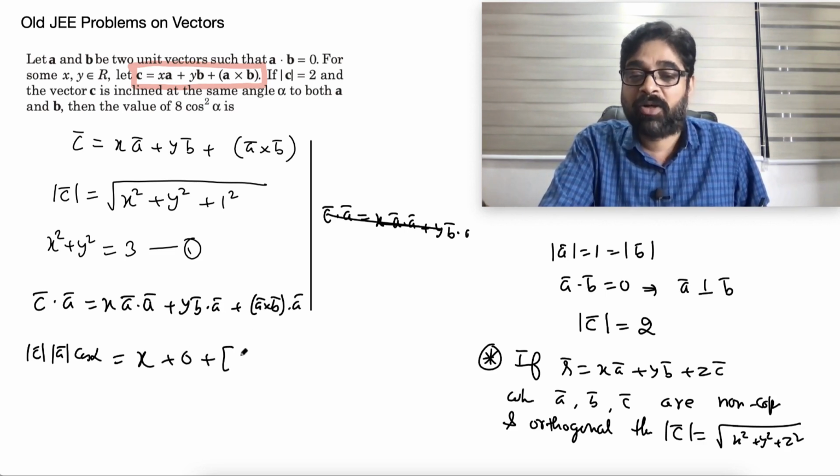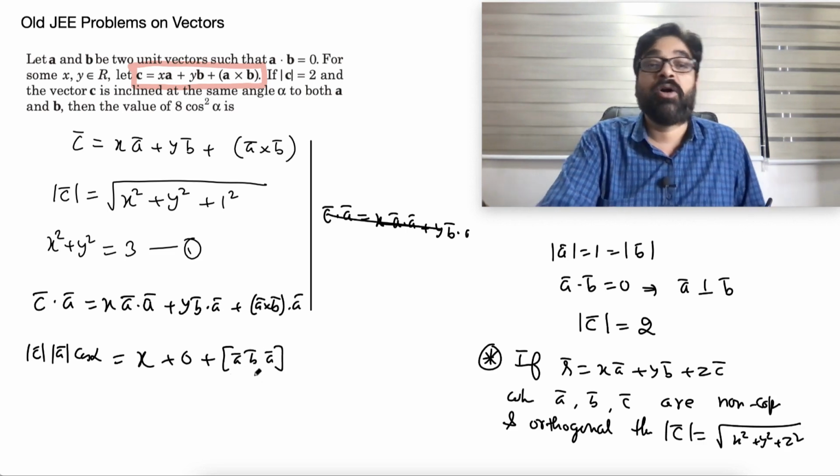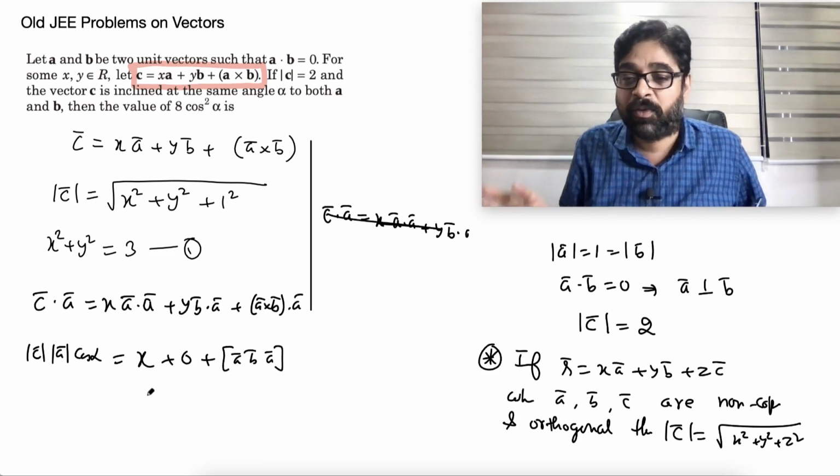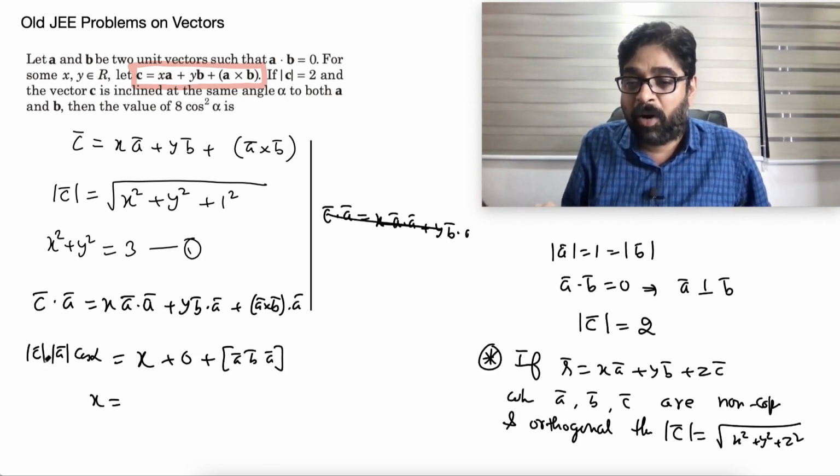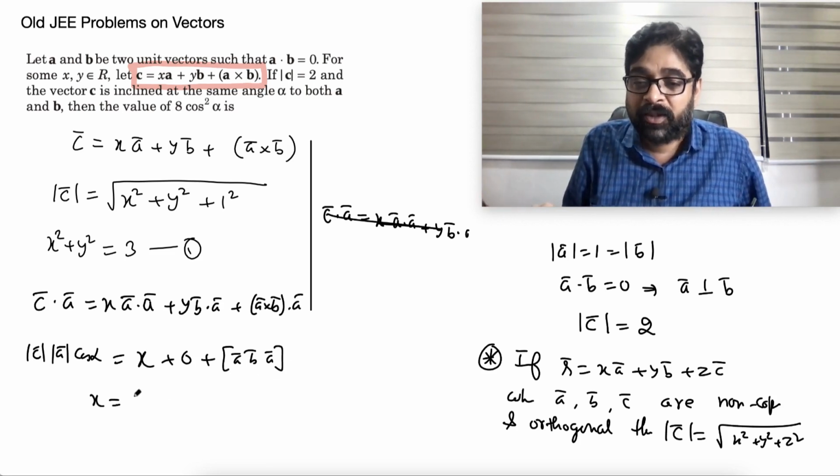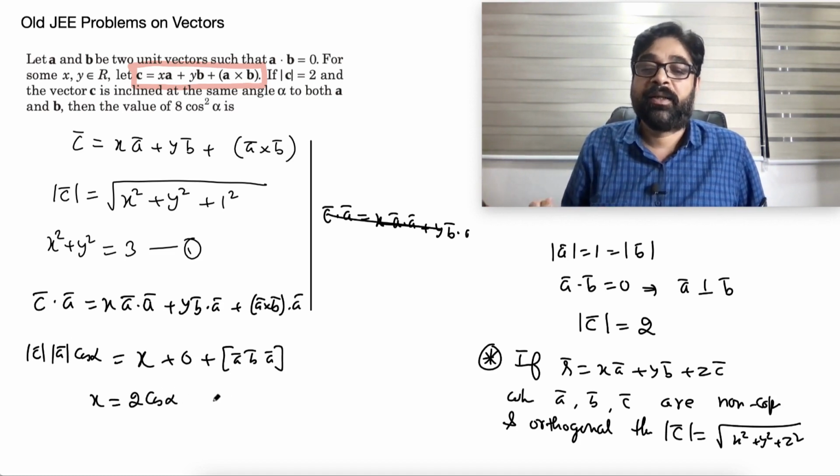And what is this? Box of ABA. And box of ABA will be 0. In the box, if two vectors are identical, it will be 0. So x equal to what did I get? Mod C is 2 and mod A is 1. So 2 cos alpha. Have you understood? x equal to 2 cos alpha.